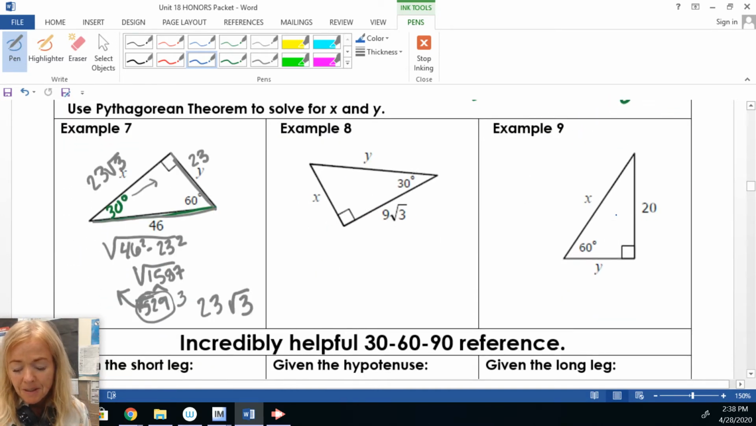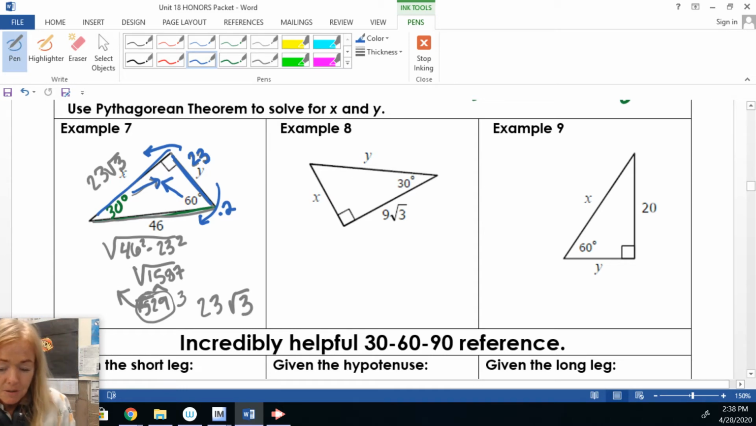If you notice on this triangle right here, this is my short side across from the 30 degree is 23. Notice that the hypotenuse is twice that. And if I go to this longer leg that's across from the 60, I have 23, which is the short leg's measure, times radical 3. So that's what happens every time.